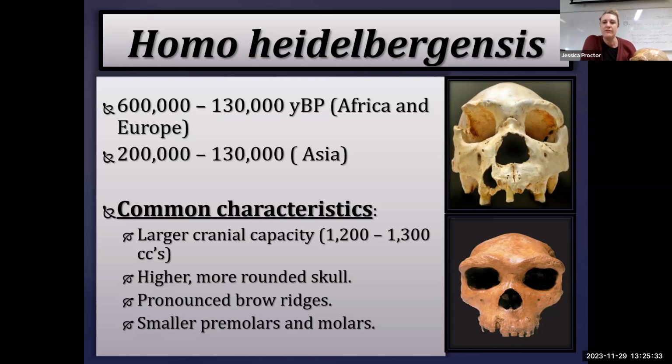So some of the very distinctive characteristics, so this is a Homo heidelbergensis fossil here. So really robust brow ridges, probably the most robust we've seen thus far, especially in this particular specimen, the Broken Hill specimen. So we see really robust double arch brow ridges, a cranial capacity of about 1,200 to 1,300 cc's. So just right underneath modern day capacity there. Slightly higher, more rounded skull, and smaller premolars and molars, so more and more generalized diet.